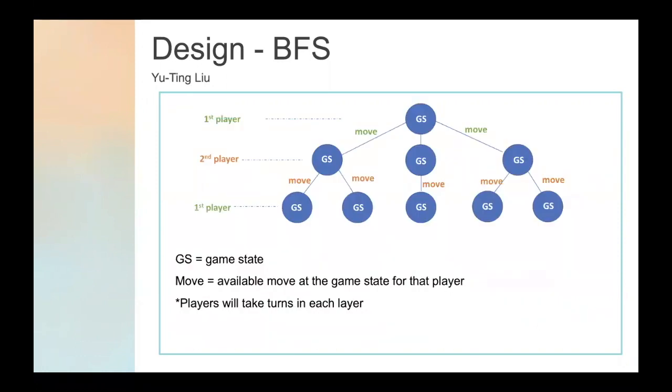The goal state will be the node with minimum total cost. This is the illustration of our design. GS is the game state, and different colors represent different players' turns and their available moves.